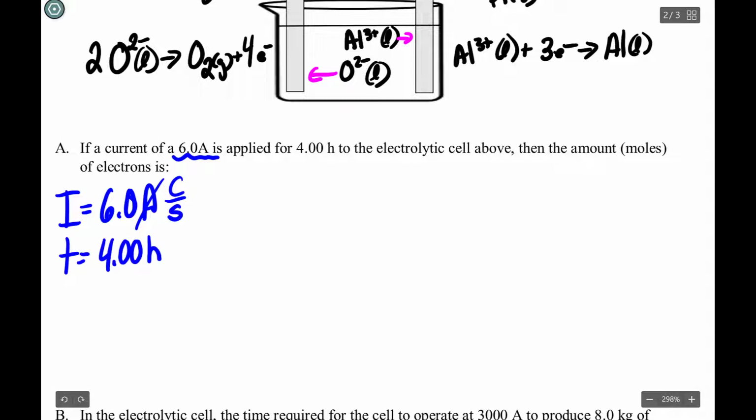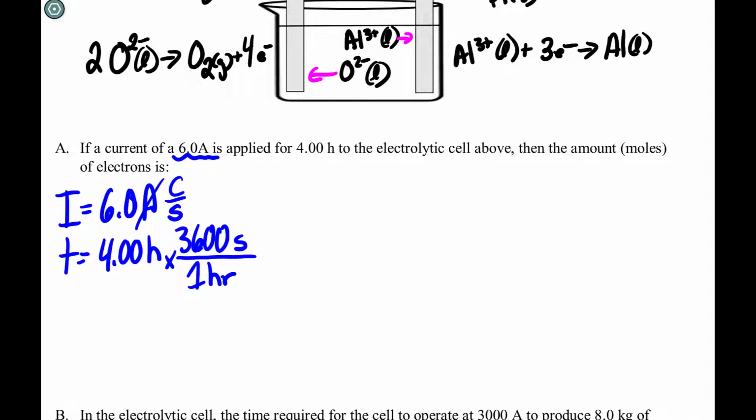Now, remember, no time in these calculations is going to be in any other unit than seconds. So this would have to be converted right away. For every 1 hour, there is 3,600 seconds. That is something you definitely should memorize. So the hour cancels out with the hour, and 4 times 3,600 would give us 14,400 seconds. And then it says, then the amount or moles of electrons is.